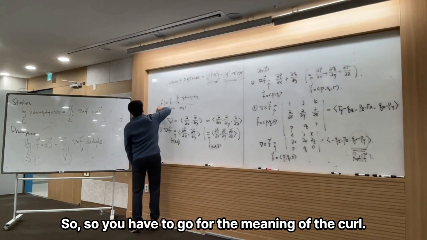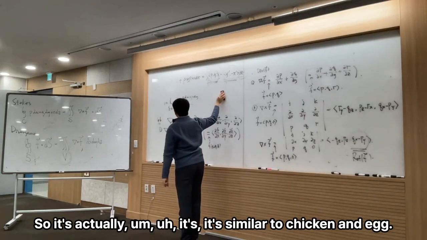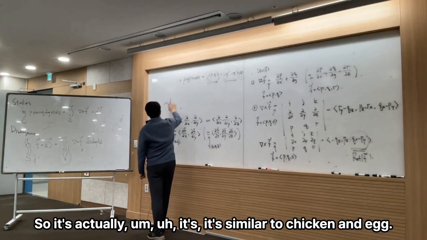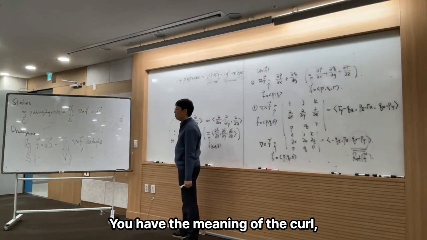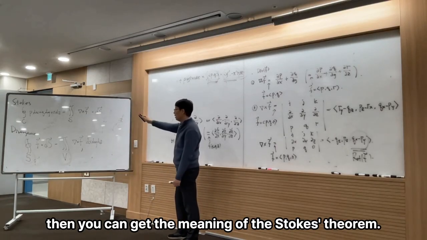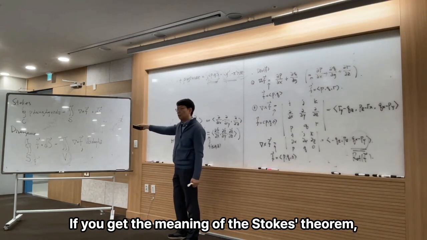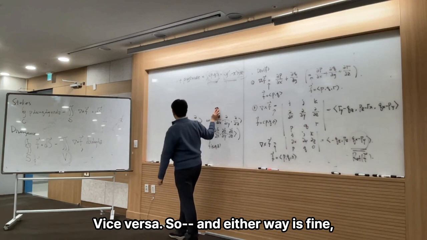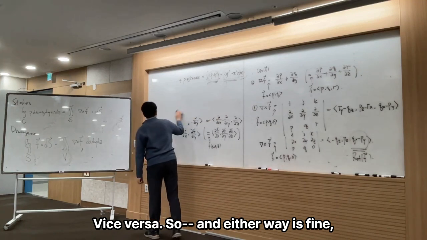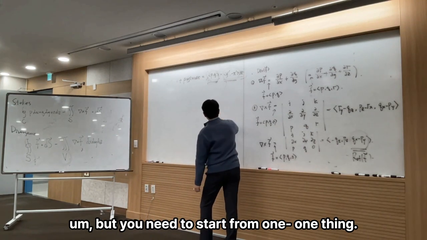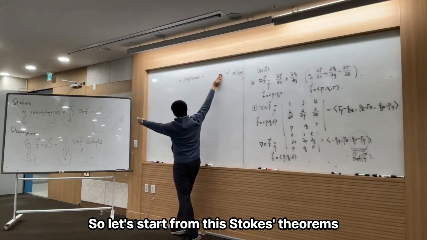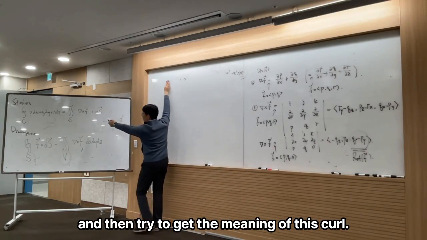You have to go for the meaning of the curl. It's similar to chicken and egg. Which one is first? If you have the meaning of the curl, then you can get the meaning of Stokes' theorem. If you get the meaning of Stokes' theorem, you can get the meaning of the curl, vice versa. So either way is fine, but you need to start from one thing. So let's start from Stokes' theorem and then try to get the meaning of the curl.